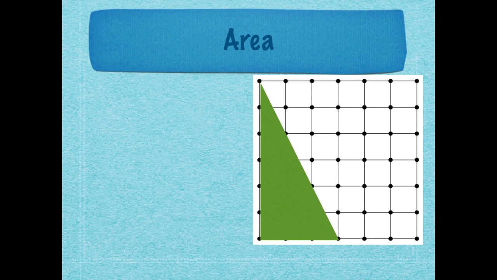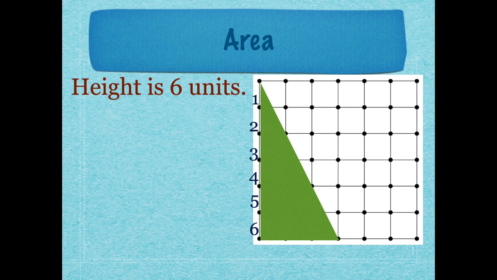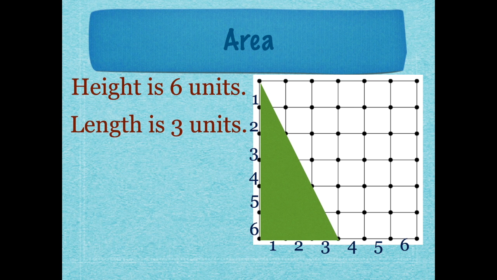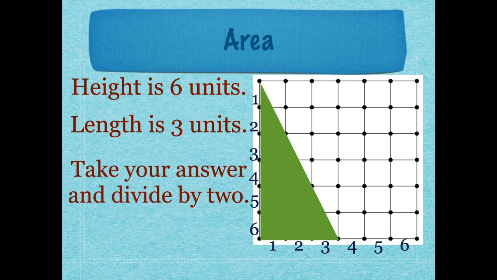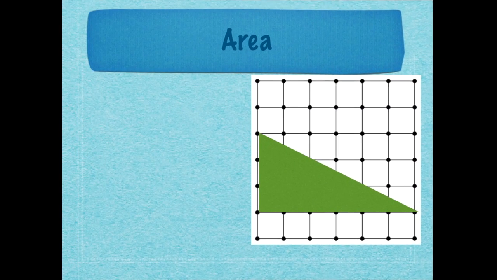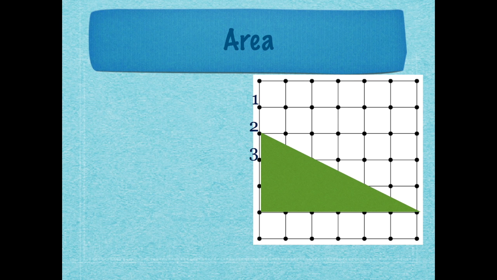Let's practice on another kind of triangle. The height is still 6 inches, but the length is much shorter. The length is 3 inches. So now I'm going to take 6 times 3 and divide that by 2. So 6 times 3 divided by 2 is 9 units squared. And that kind of works no matter what orientation the triangle is in.